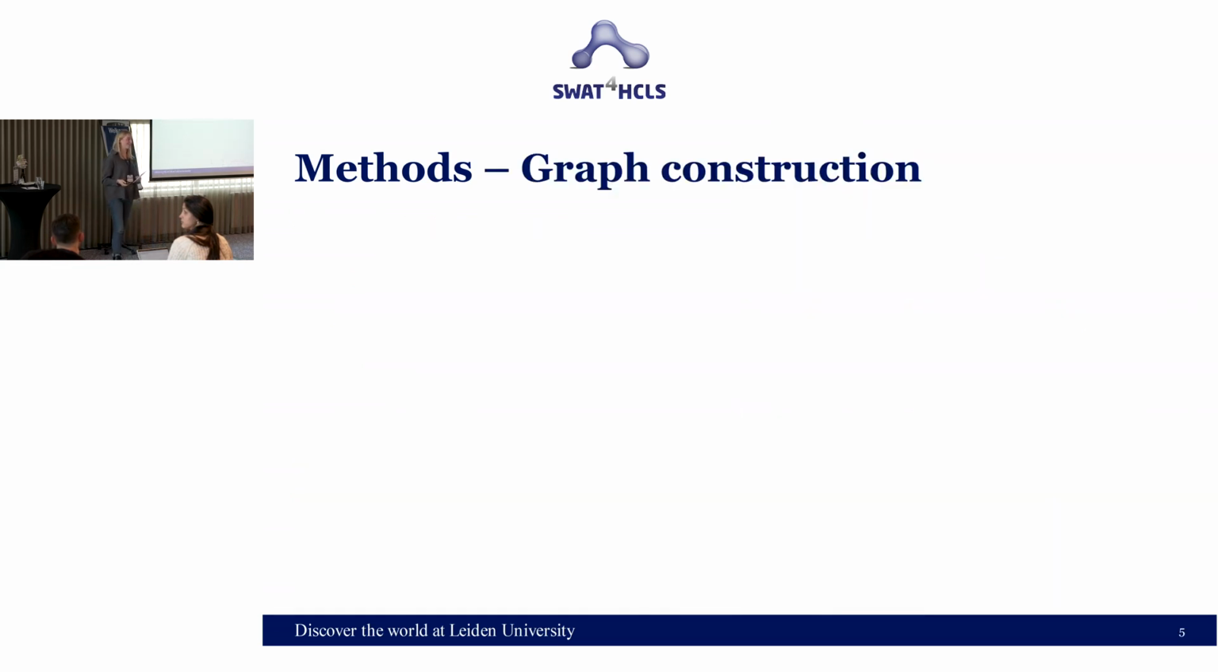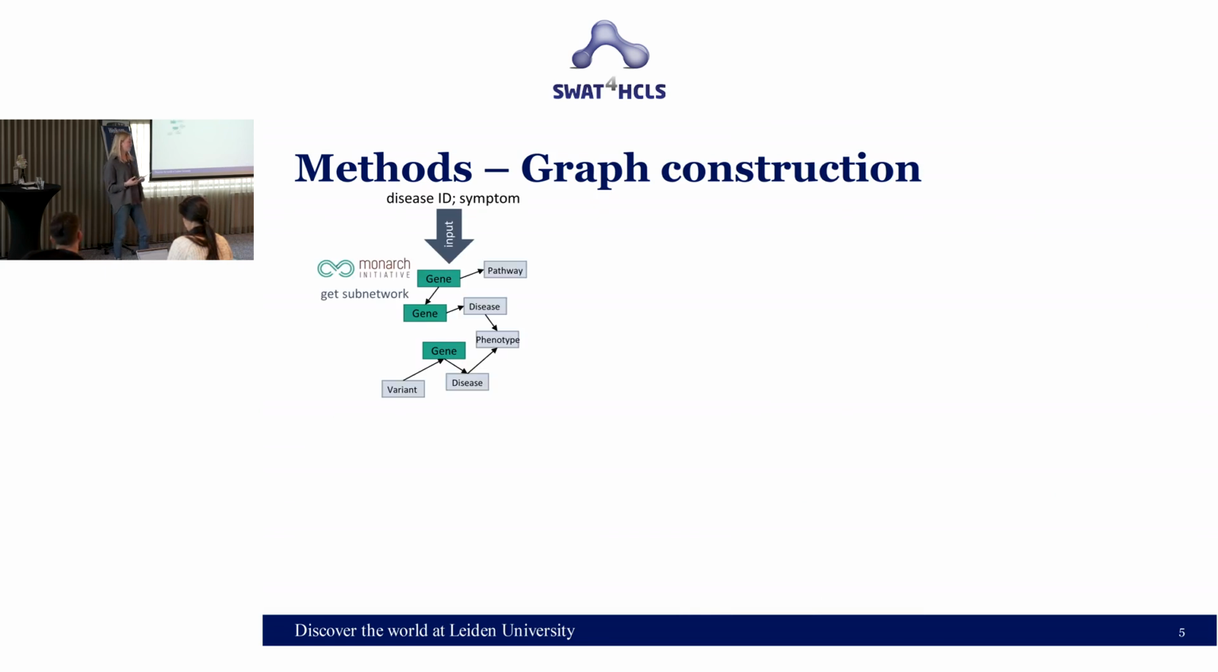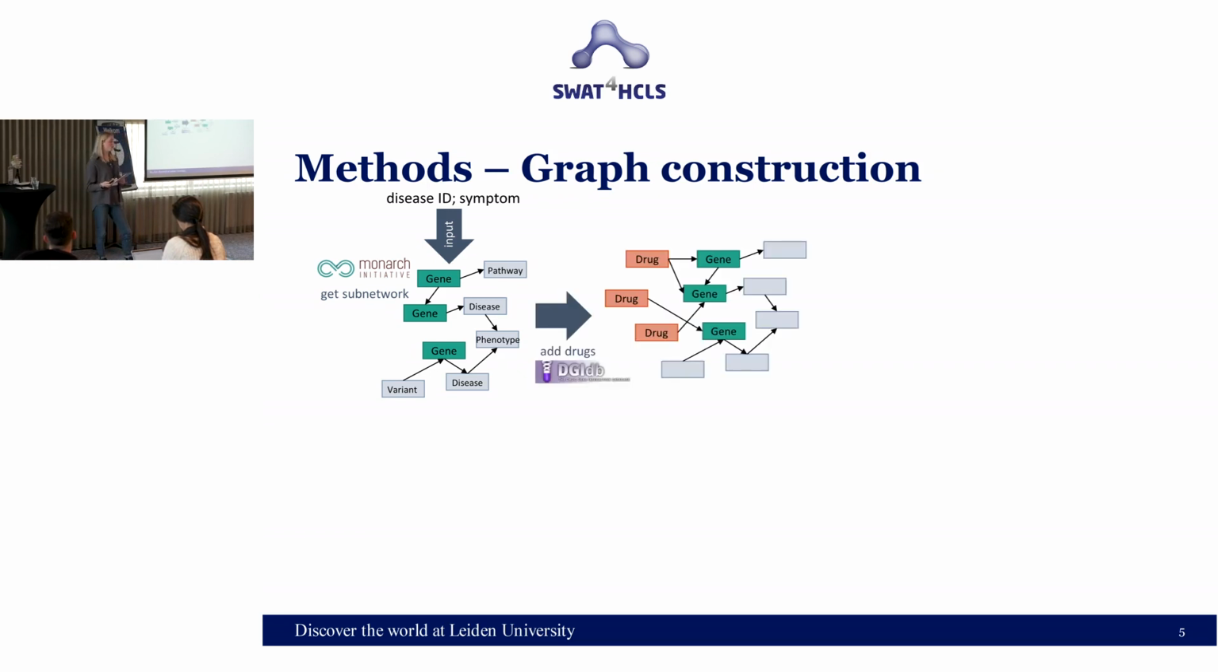So first, the graph construction. We use this Bio-Knowledge Reviewer library to get information from Monarch. Monarch is an open science effort that aims to integrate genotype-phenotype data from many sources and species. So the idea is to input a disease ID, a symptom, and then get a subnetwork from Monarch. And this has different entities. We then added drugs from DGIDB. This is a web resource that provides information on drug-gene interactions from publications, databases, and other web resources.